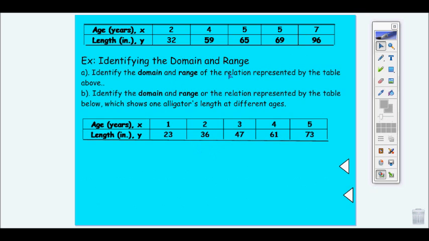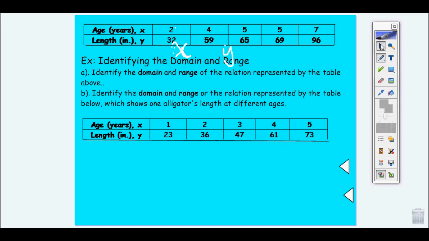This time we're going to do a couple of practices with identifying the domain and the range. Again, as I said on the last example, the domain is going to be the X. Let me put that in a different color so it stands out more. The X, and the range is going to be your Y. Okay, so in letter A, the table at the top of this screen, we're going to identify the domain and the range of the relationship represented by this table. So the domain would be 2, 4, 5, and 7.